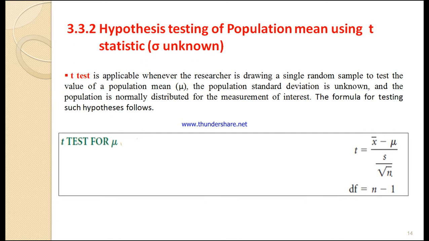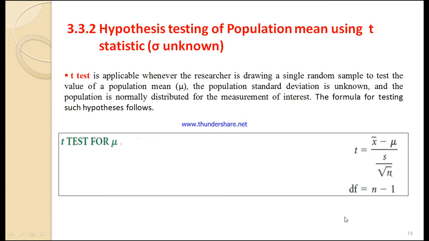And the formula the researcher applies for testing hypothesis about population mean when population standard deviation is unknown and the population is normally distributed is this one. t is equal to x bar minus mu all over s divided by square root of n, where t is observed value of t and x bar is sample mean, mu is population mean, s is sample standard deviation, and n is sample size.